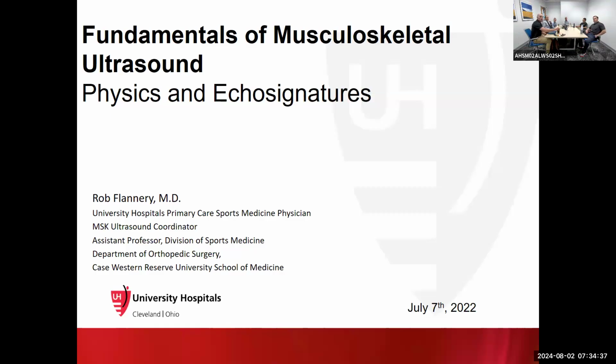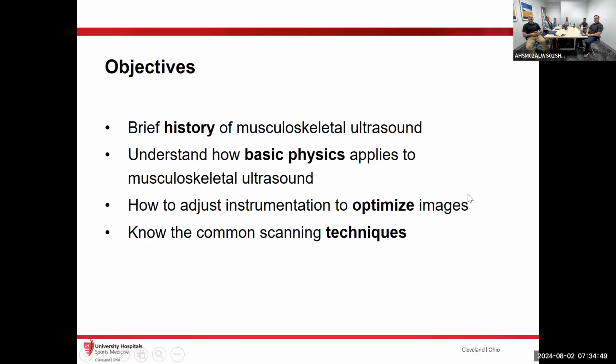This is the basics of ultrasound. A lot of this is on the CAQ, or if you're gonna take the RMSK, it'll be on there as well. So a couple of the objectives: we're gonna go over a brief history, we're gonna understand the basics of physics and how it applies to musculoskeletal ultrasound, and then we'll talk about instrument optimization and some common scanning techniques.